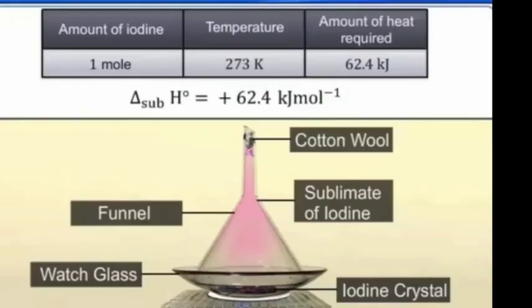For example, 1 mole of iodine directly converted into its vapor form, then enthalpy of sublimation is equal to 62.4 kilojoule per mole. It is an endothermic process.